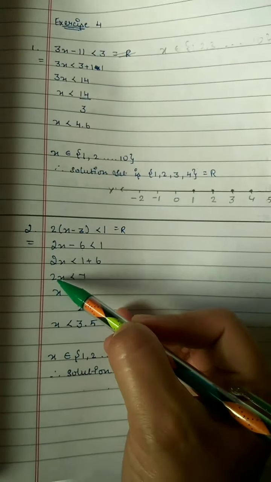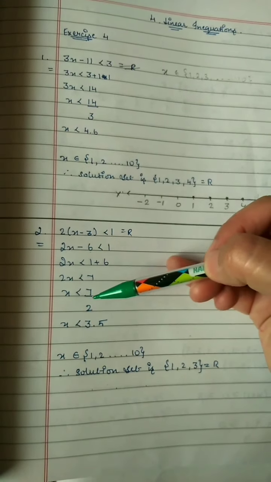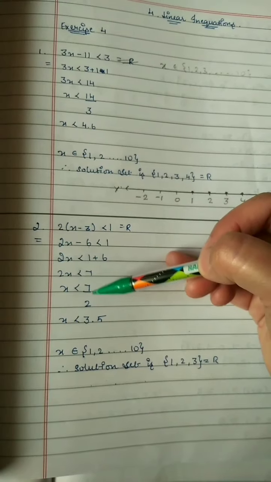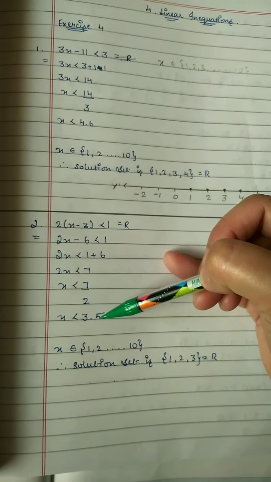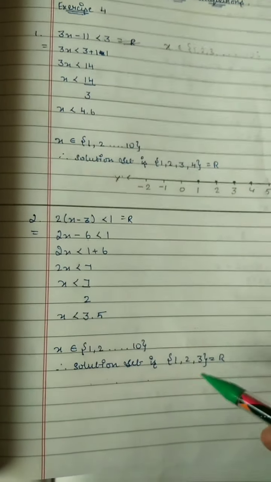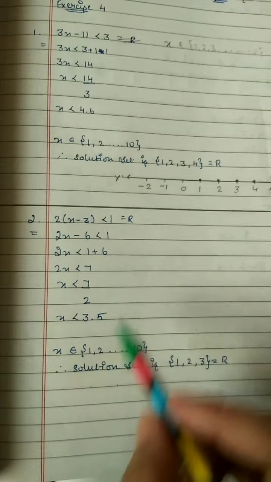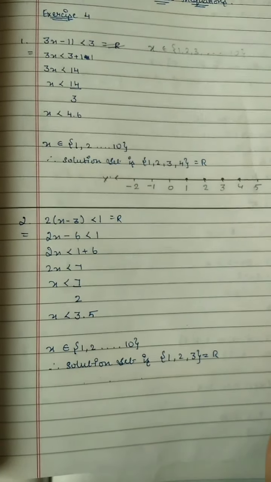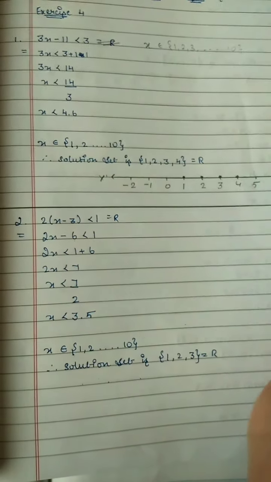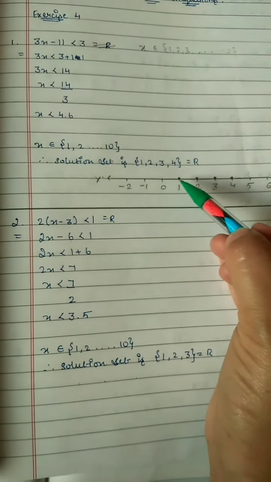Then this 2 also you have to shift to the other side. It is in multiplication here. When you shift it to the other side, it will go for division. 7 by 2, 3.5. So x less than 3.5 means 1, 2, 3. Represent on number line. So you have to do the same thing. Draw the number line and mark both side arrows. 0, positive integers, negative integers, and mark only 1.